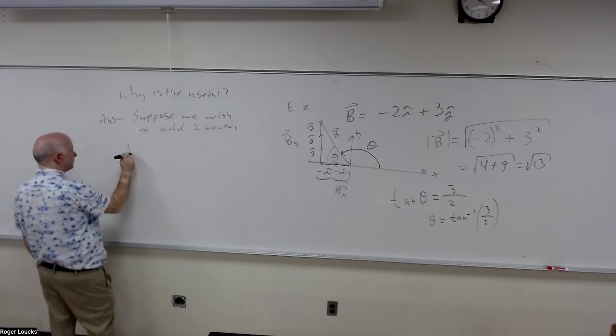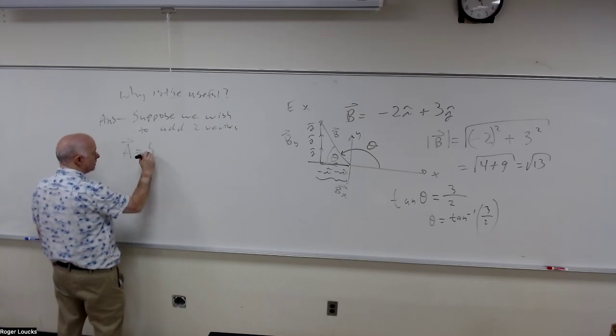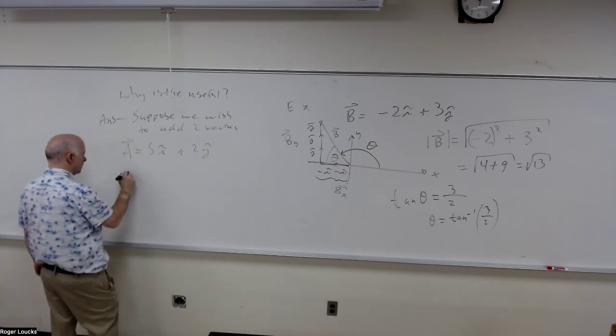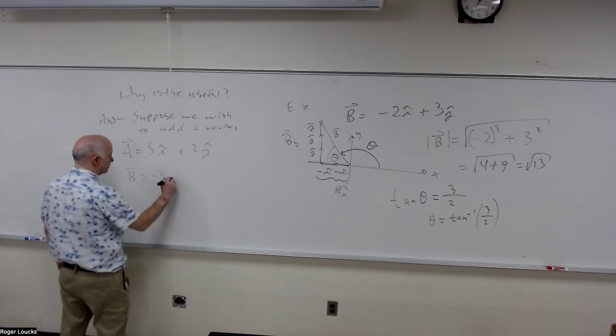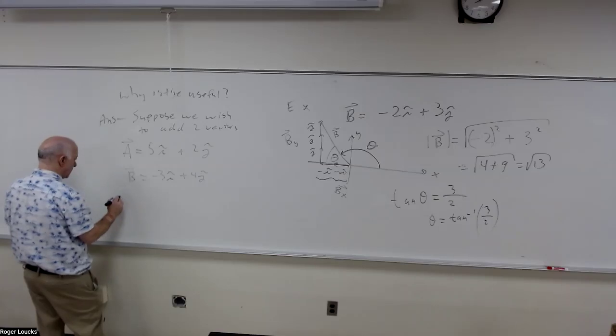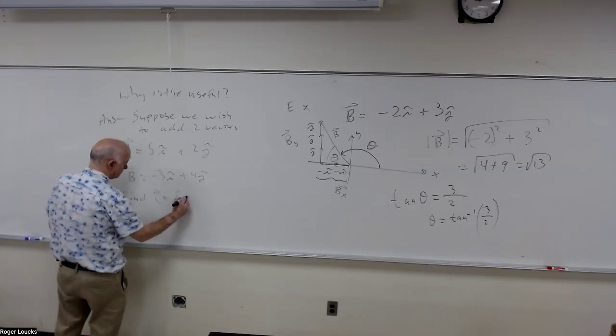Let's say here's my A: 5i hat plus 2j hat. Another vector here, B, which is going to be minus 3i hat plus 4j hat. I want to find C equals A plus B.